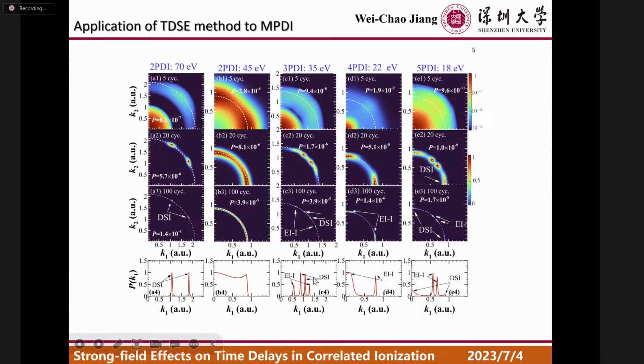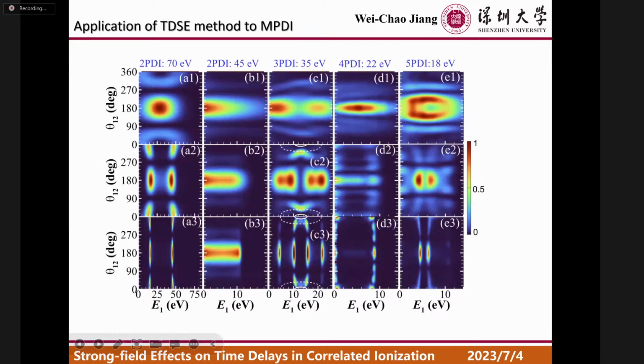We find that the two sequential channels are comparable, which means the DSI channel is comparable with the ER channel. In the 2-photon double ionization, usually we can only find the one sequential ionization channel. Especially for the 3-photon double ionization, we want to study the electron correlation effect in the multi-photon double ionization.